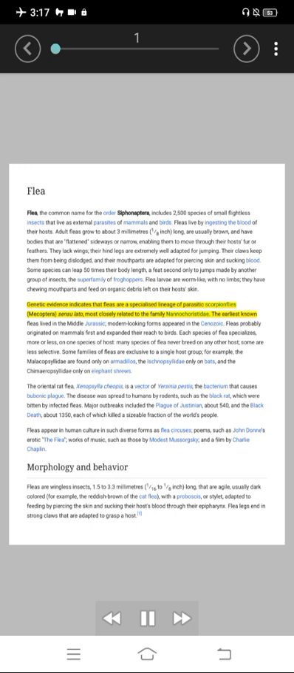Genetic evidence indicates that fleas are a specialized lineage of parasitic scorpionflies, Mecoptera sensu lato, most closely related to the family Nannochoristidae. The earliest known fleas lived in the Middle Jurassic. Modern-looking forms appeared in the Cenozoic. Fleas probably originated on mammals first and expanded their reach to birds.